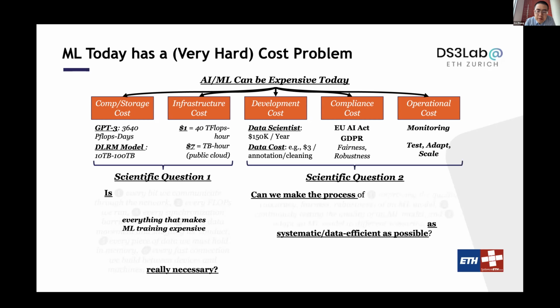The second scientific question that we have been trying to understand is this: we want to take the development, regulation compliance and operational process and understand whether we can make the process of improving the quality, whether accuracy or fairness or robustness, of a single machine learning model as systematic as possible. Can we make the continuous testing of the quality, and also the adaptation of machine learning models to different scenarios, as systematic as possible?